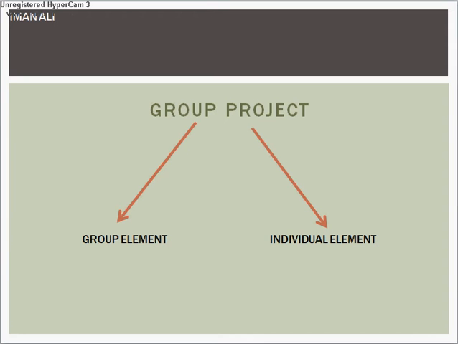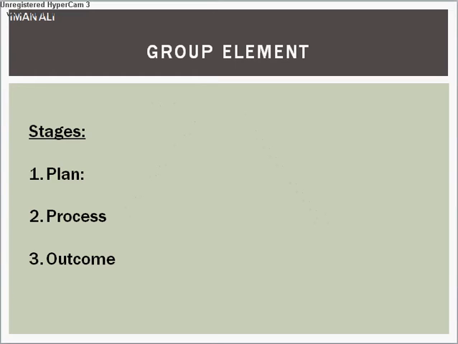The group project comprises two elements, a group element and an individual element. In the group element, there are three basic stages: plan, process, and outcome.